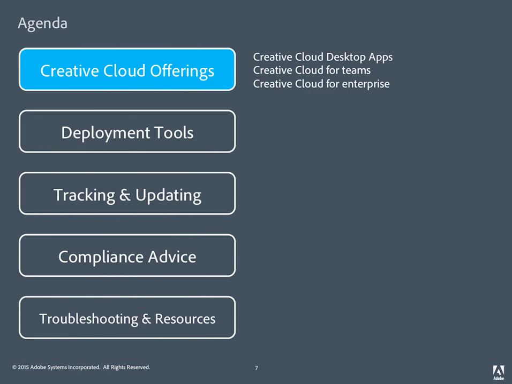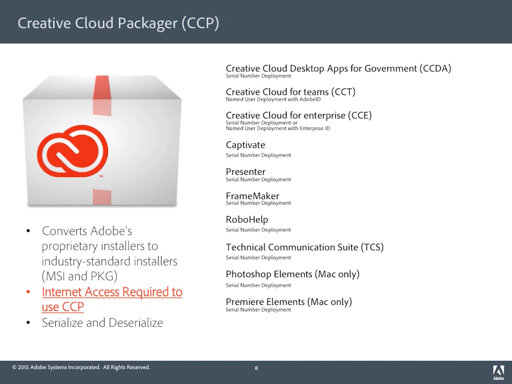Now that we've examined Adobe's Creative Cloud offerings for government, let's take a look at the deployment tools available for IT. The most important tool for IT admins will be the Creative Cloud Packager, or CCP. CCP is used to convert Adobe's proprietary installers to standard installers for Windows or Mac. Please note that IT administrators require internet access to use CCP.